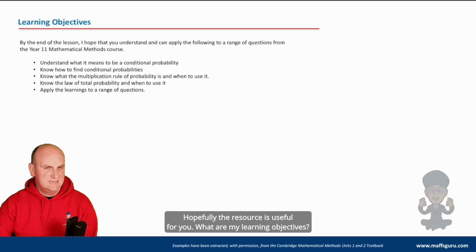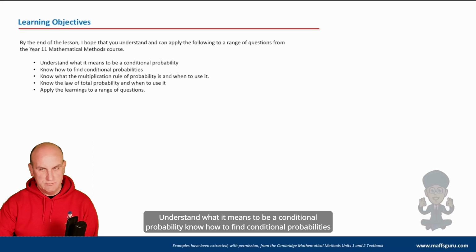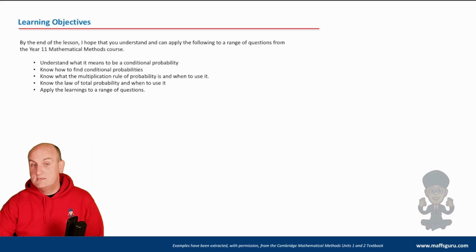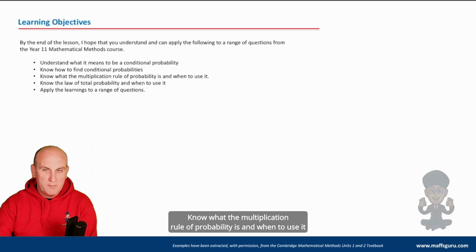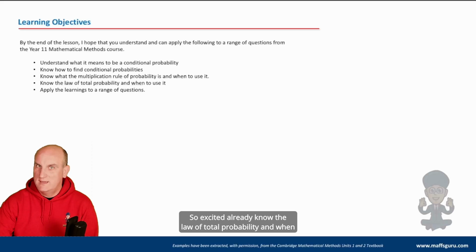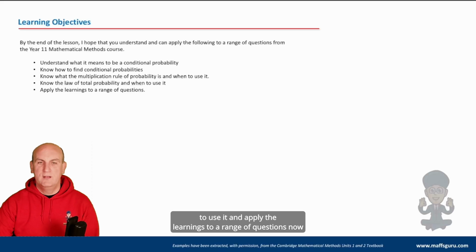What are my learning objectives? Understand what it means to be a conditional probability. Know how to find conditional probabilities. Know what the multiplication rule of probability is and when to use it. Know the law of total probability and when to use it. And apply the learnings to a range of questions.